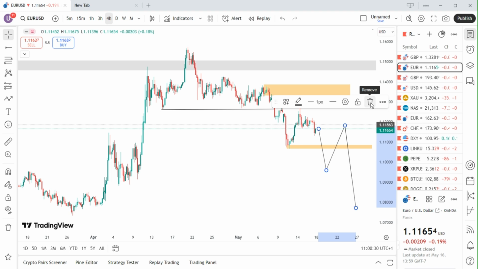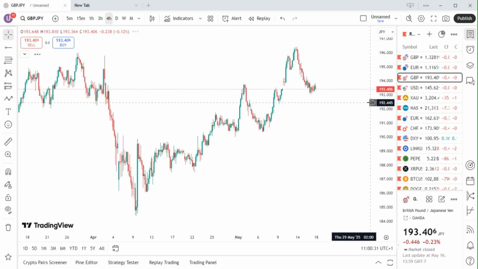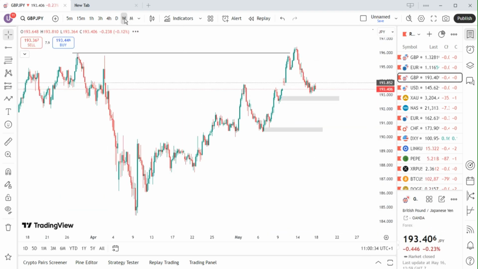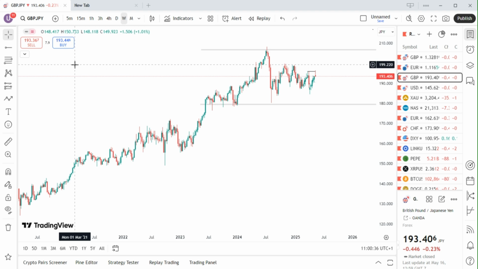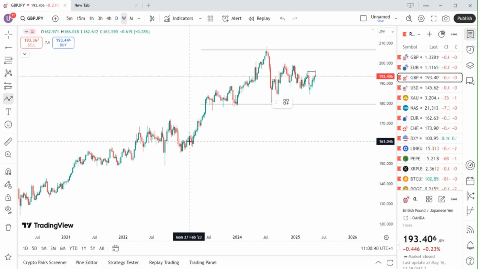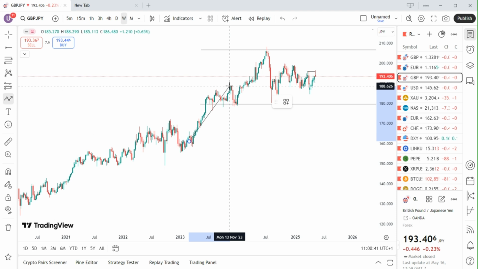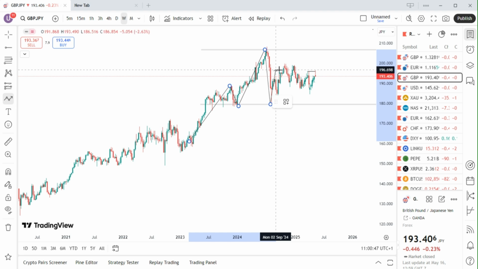So the next pair on the list is GBP JPY. On a weekly time frame, let's read this price action together. From this zone, we move to this zone, higher high, higher low, higher high, higher low. And currently price is moving sideways on a weekly time frame. But technically speaking, we are bullish on a weekly time frame.